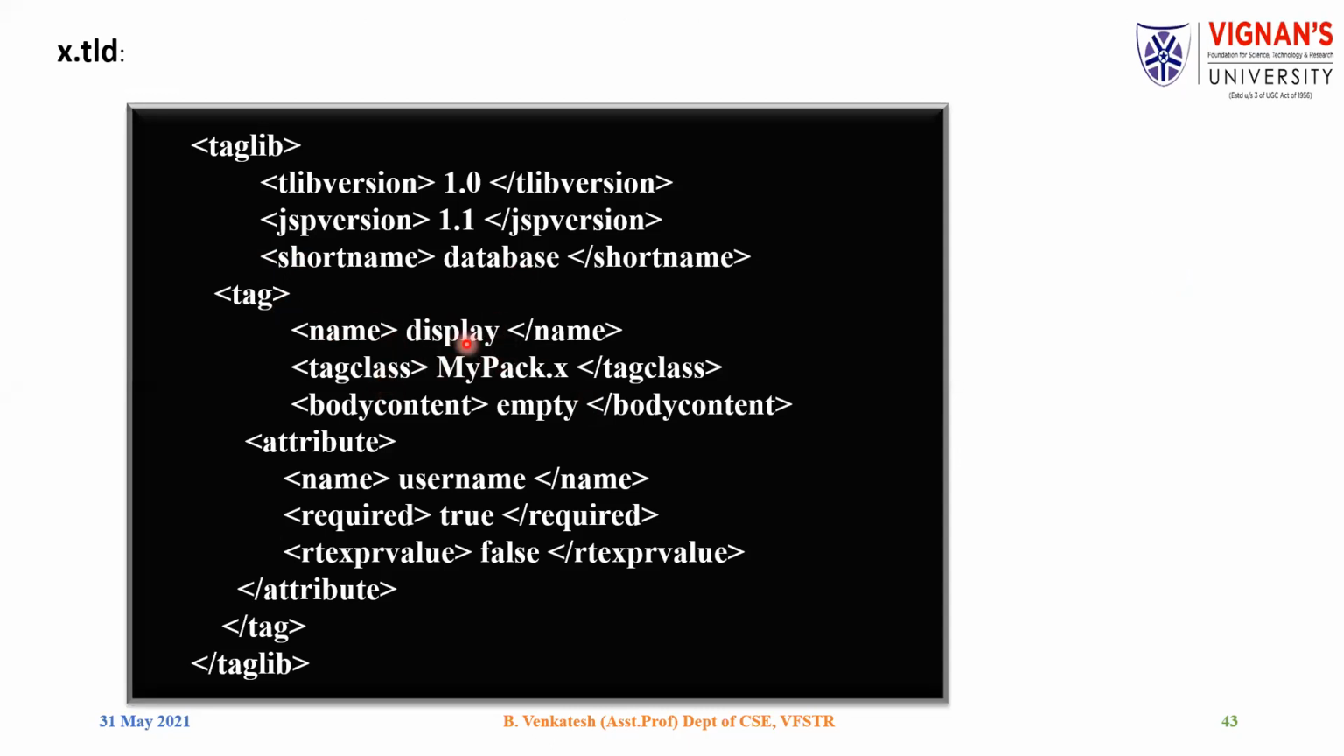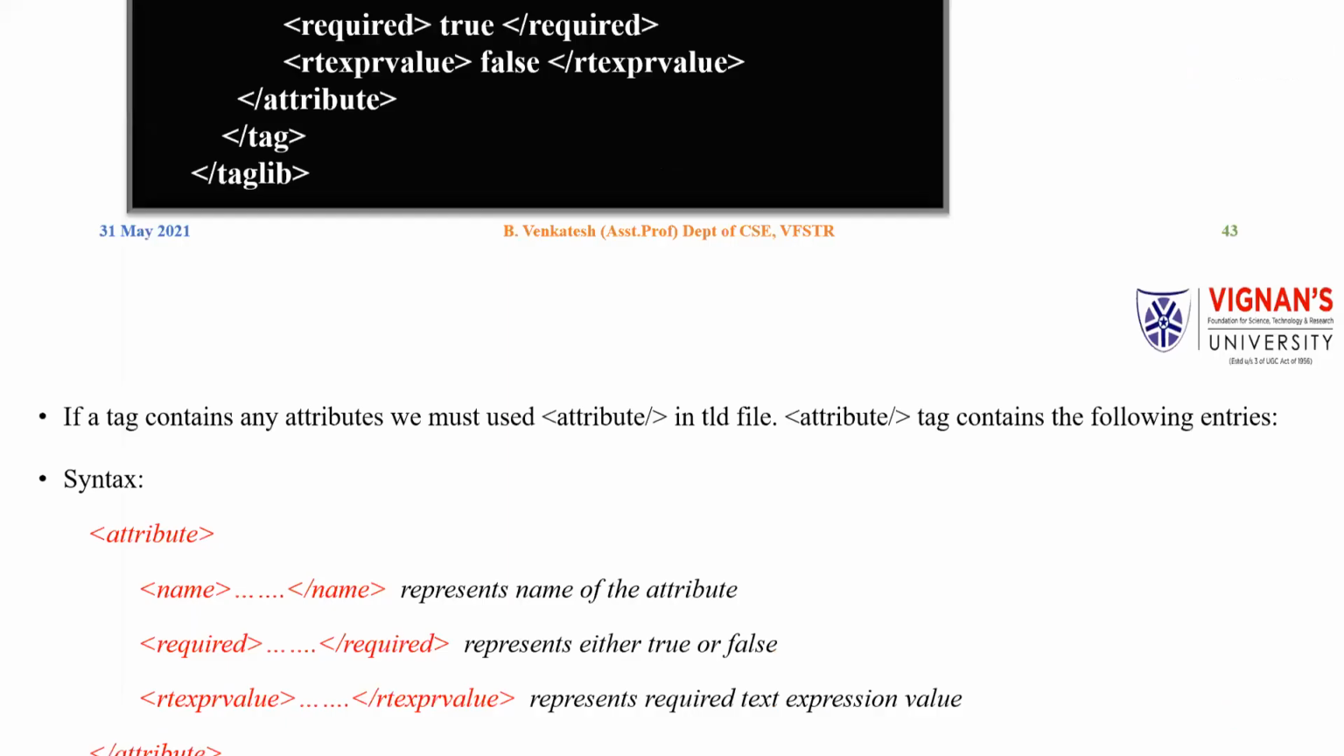And what is this display going to do? This display is going to do my package dot x. That means the tag class file, the target file. We need to specify the location of that class file. That file should be stored in the source packages inside one package. Inside that package we need to give some class name, so we have to give that path. If there is any attribute, we need to give the attribute. This is the general structure of any tag library descriptor.